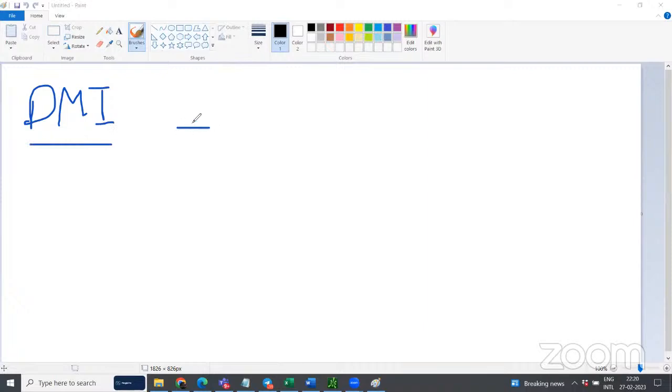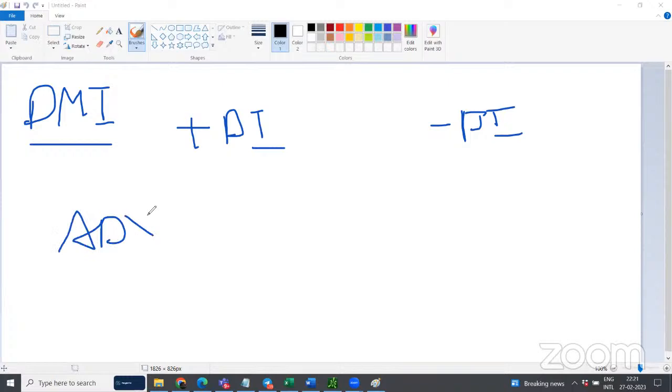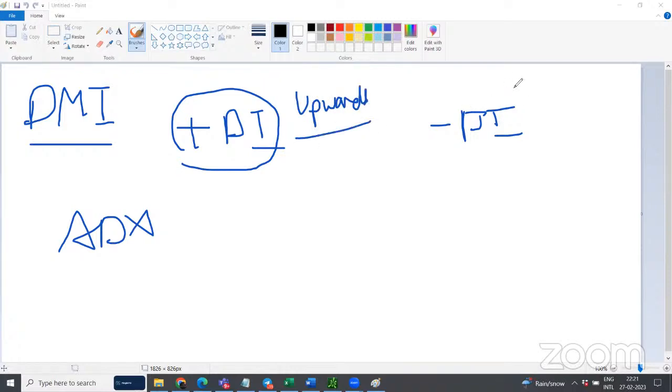Now DMI has plus DI, minus DI, and an ADX. Plus DI tells you the upward strength or upward direction. Negative DI tells you the downward direction. So whenever plus DI is above the minus DI, it means the positive trend is going on.